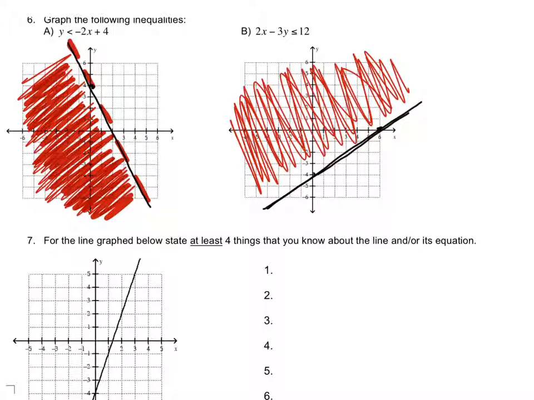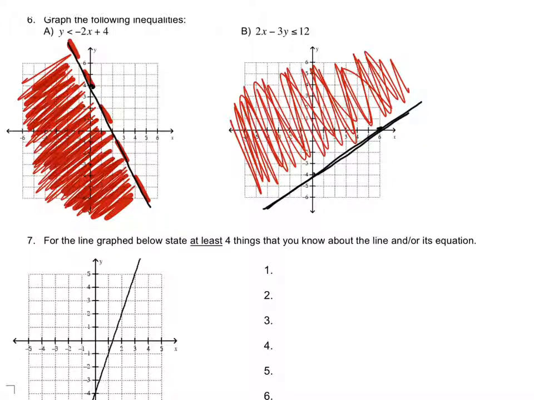Letter B, 2x minus 3y less than or equal to 12. So as I try to graph the line, I use the x-intercept, y-intercept points. 2x minus 3y equals 12. So my x-intercept is going to be 6, 0. My y-intercept point is going to be 0, -4.